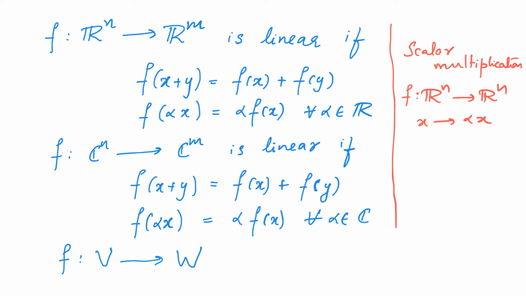Let us repeat. To talk about linearity of f from V to W, given any two elements of V, we should be able to add them. And similarly, given any two elements of W, we should be able to add them. And we should be able to scale elements of V by elements from a predefined set of scalars, and we should be able to scale elements of W with the same set of scalars.